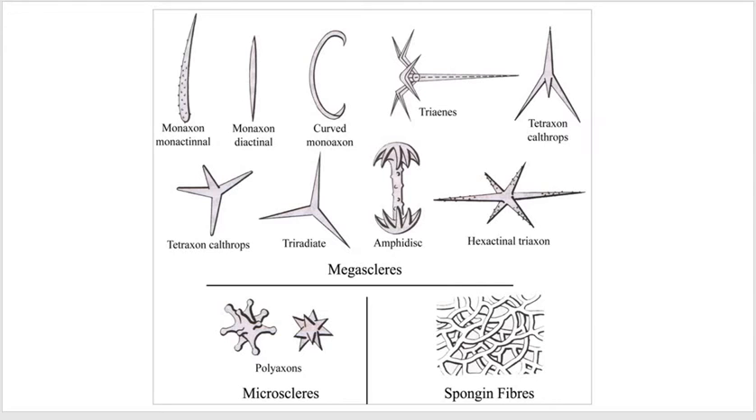Now here the monoaxon monoactinal spicules, in such a type of spicule, growth takes place in one direction of the single axis. Okay, you can see in the first diagram. And monoaxon diactinal, di means what? Two, or from both sides. So in these spicules, growth takes place on both sides of the single axis. Okay, according to such a position, the name is given to the spicules.